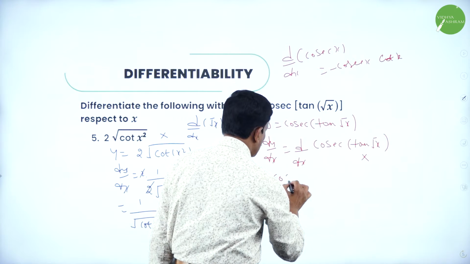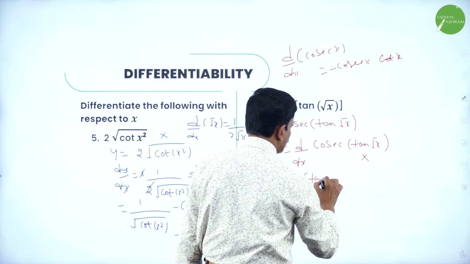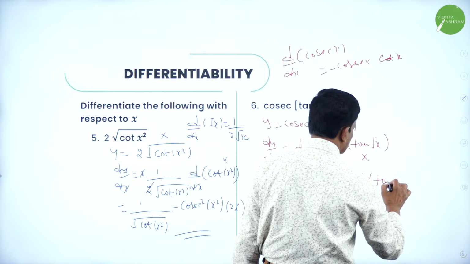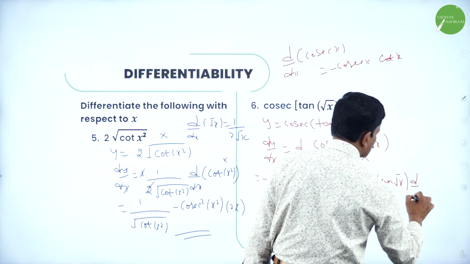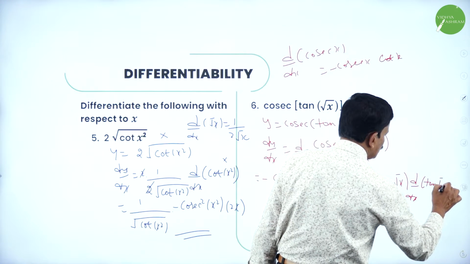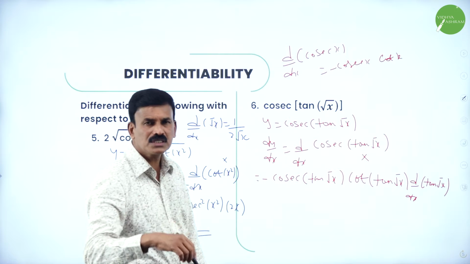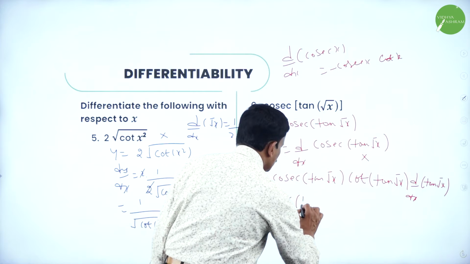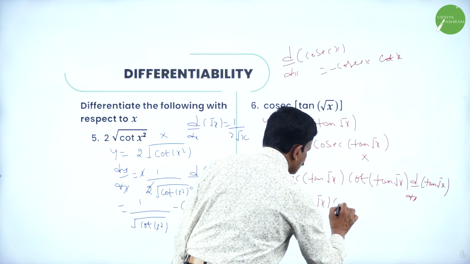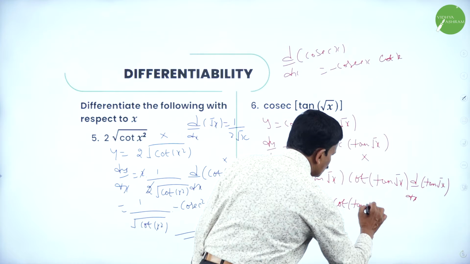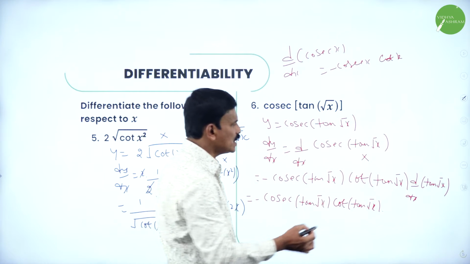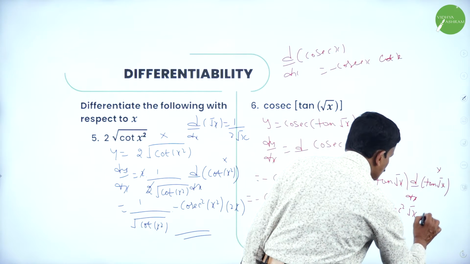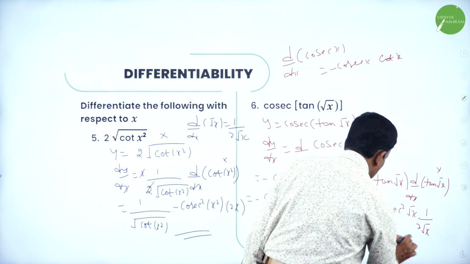So, this is minus cosecant of, instead of x we have tan root x, cosecant x into cot x is nothing but tan root x into d by dx of this tan root x. Again, this is also a function of a function of a function. So, this is minus cosecant tan root x into cot of tan root x into, let us consider this as tan x. Differentiation of tan x is secant square root x into d by dx of root x is 1 over 2 root x.